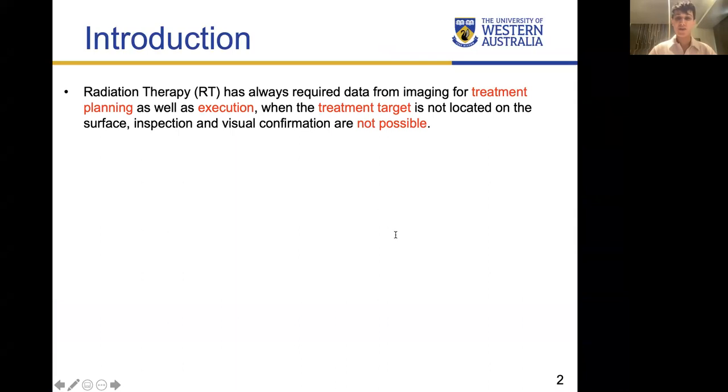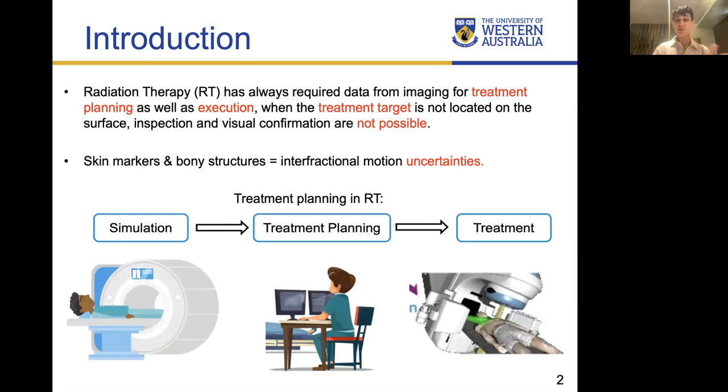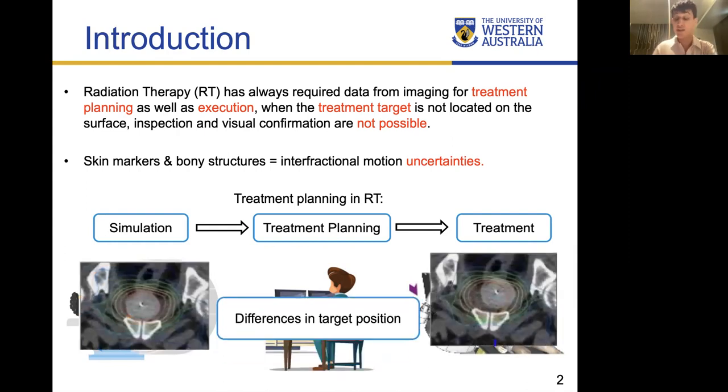Radiation therapy has always required data from imaging for treatment planning as well as execution. When the treatment target is not located on the surface, inspection and visual confirmation are not possible. In early image guidance, skin markers and bone structure were used to image patient positions. However, these are associated with intrafractional motion uncertainties. Treatment planning starts from simulation to the delivery of the plan. However, the position of the patient is different, which leads to differences in target positioning.